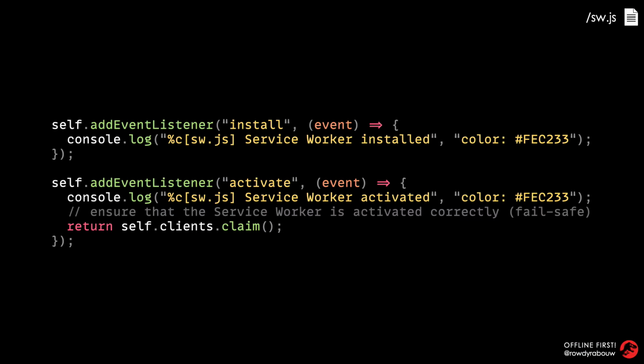Let's set up a service worker. I called it sw.js. This is a JavaScript file with two event listeners. It listens to the install event of the service worker, and it listens to the activate event. And it doesn't do really much except writing something to the console so that we see something happened.